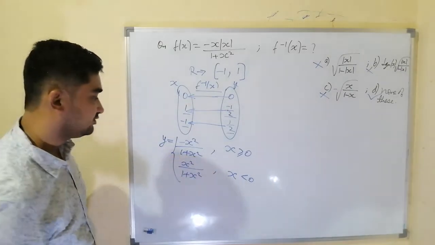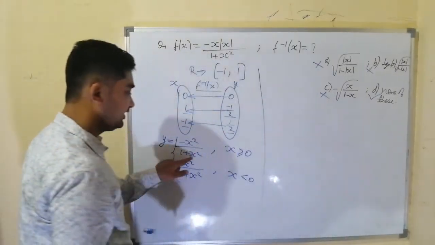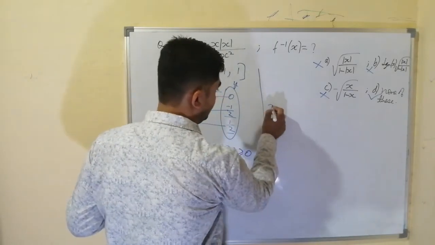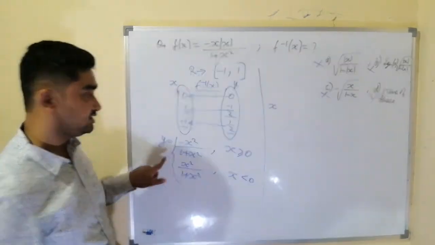Whenever x is negative. Now cross multiply this and find x in terms of y. We'll have y plus x square into y plus x square is 0.